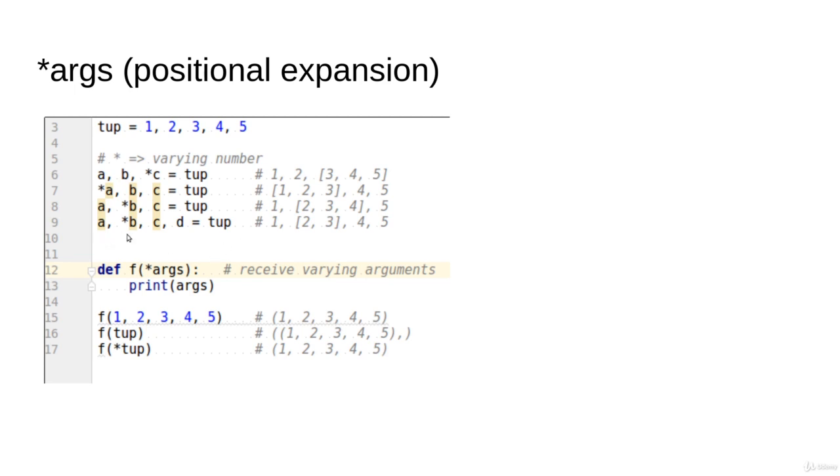For example, A, asterisk B, C, D. A will match 1, D will match 5, C will match 4, and the asterisk B will match the 2 and the 3, and so on.